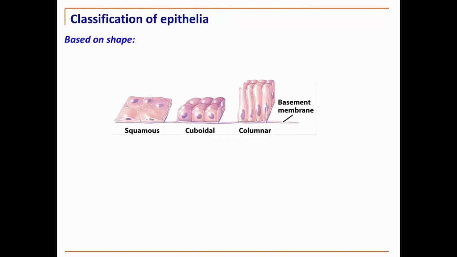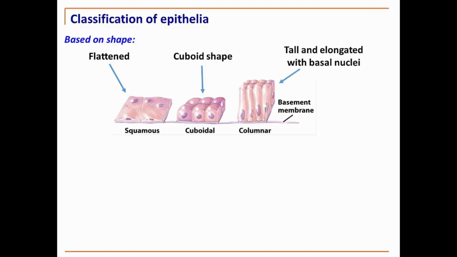So how do we actually classify epithelia? Because they can be classified by many different ways and by their shapes. So when we're basing it on the shape, we can look at these three main types in front of you. So you've got squamous, which if you look at it, it's quite obvious, is flattened. You have cuboidal, which, as is fairly obvious, is cuboidal in shape. And then you have columnar, which is tall and elongated with a nuclei near the basal membrane. And we'll talk about the different types of membrane later on.